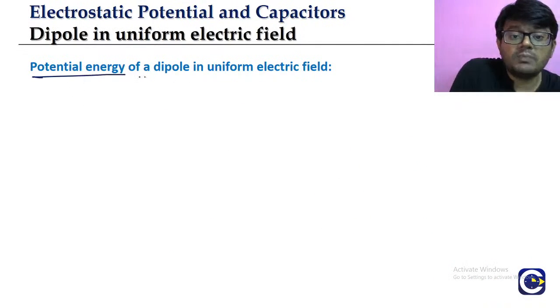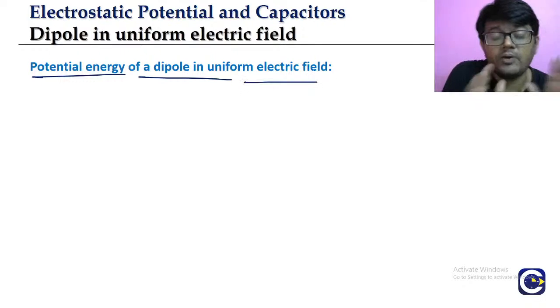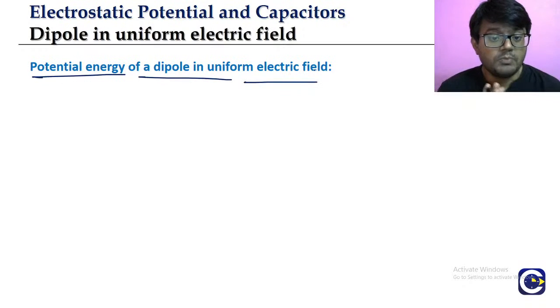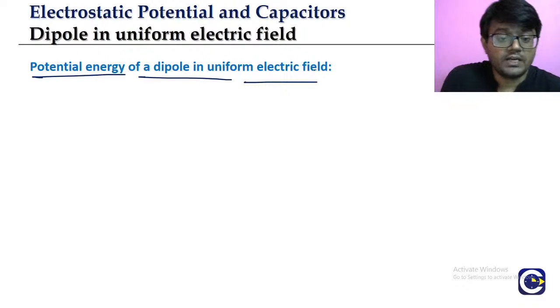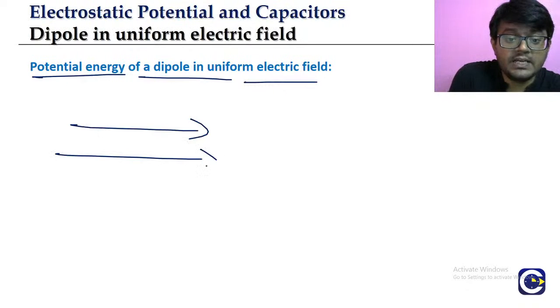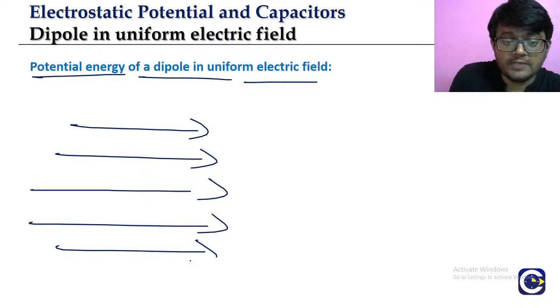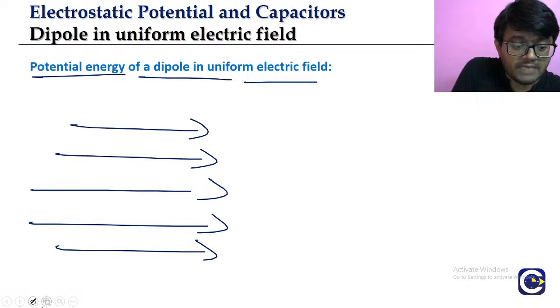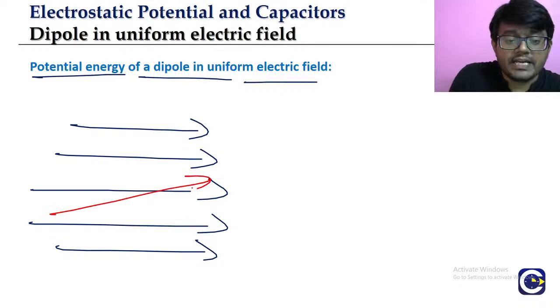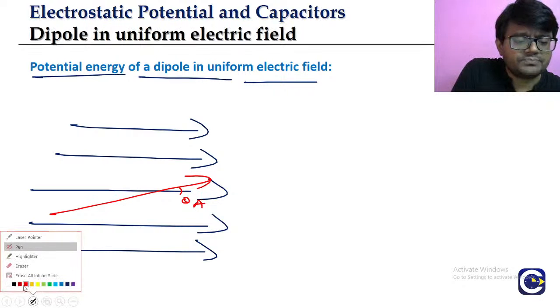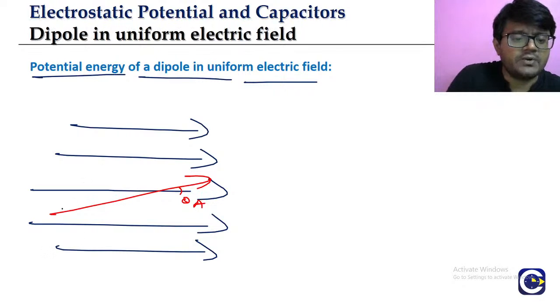Now we'll talk about the potential energy of a dipole in a uniform electric field. What is the result we have from before? If you have a uniform electric field and place a dipole in it, and rotate it from the initial orientation theta a to the final orientation, what is the final orientation?